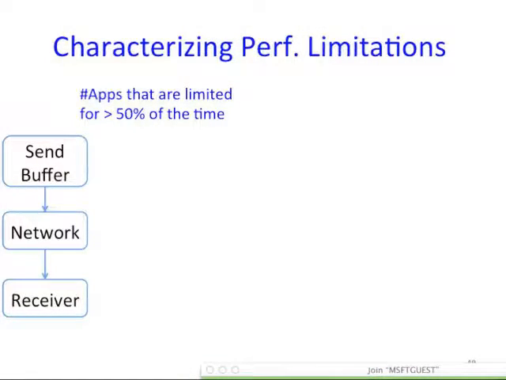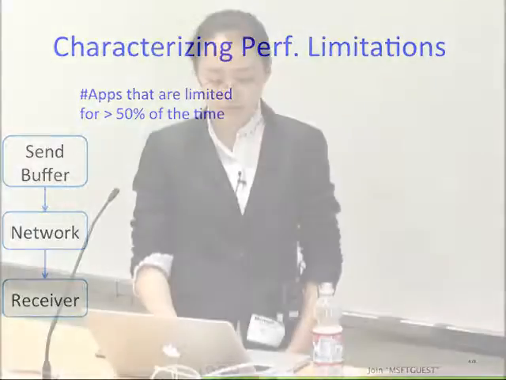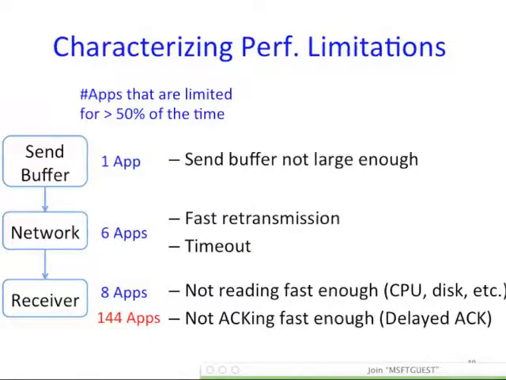During this week, about 21% of applications had some level of network performance problems at a certain time. And here's a summary of the performance results we found. The first is that we found one application that has the send buffer performance problem for more than half of the time. It's because the developers did not set the send buffer large enough. Also, there are about 6 applications that have lots of packet loss events at the network layer for more than half of the time. There are about 8 applications that are not reading data fast enough at the receiver end. And the most interesting thing is there are about 144 applications that are not echoing data fast enough. It's a delayed echo problem.